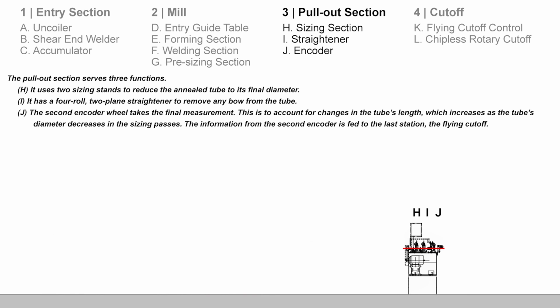The second encoder wheel is needed to account for the tube's length, which increases as the tube's diameter decreases as it moves through the sizing stands. The information from the second encoder wheel is fed to the last section, the cutoff.